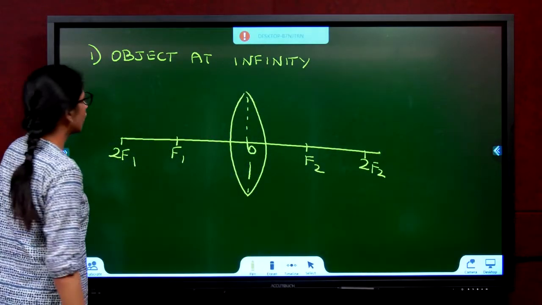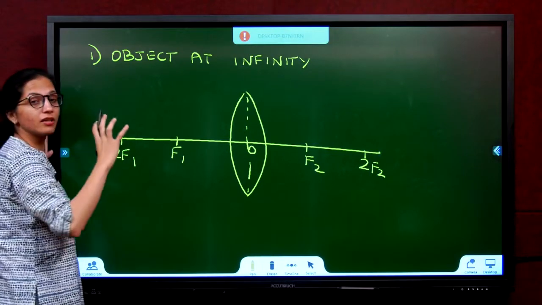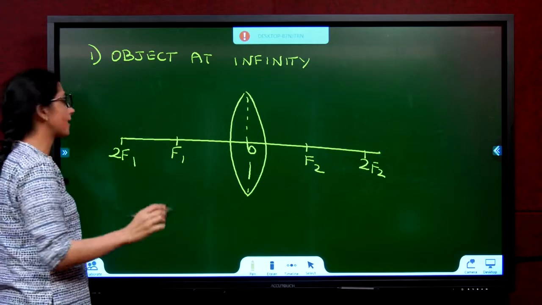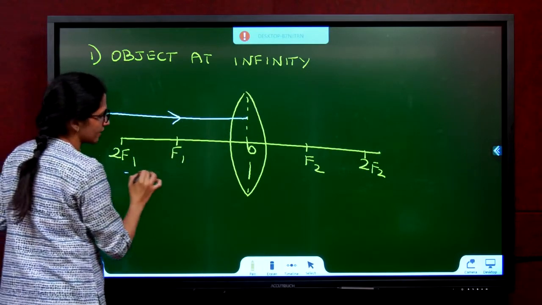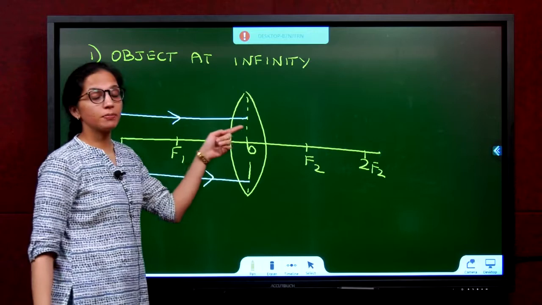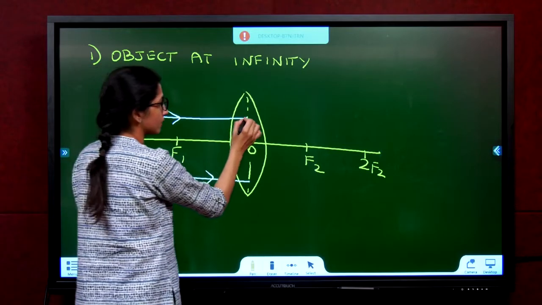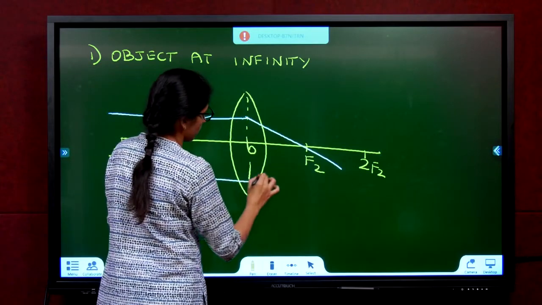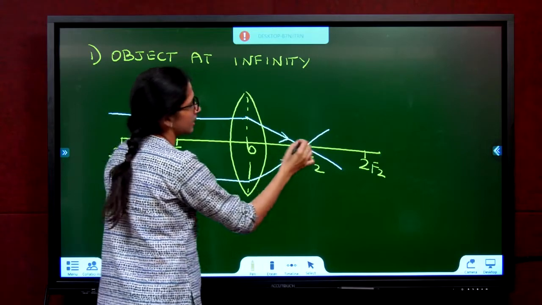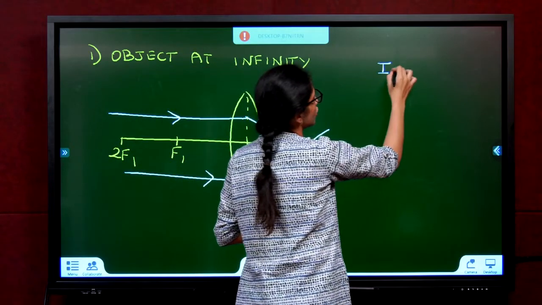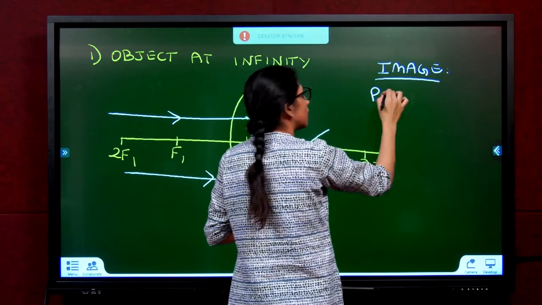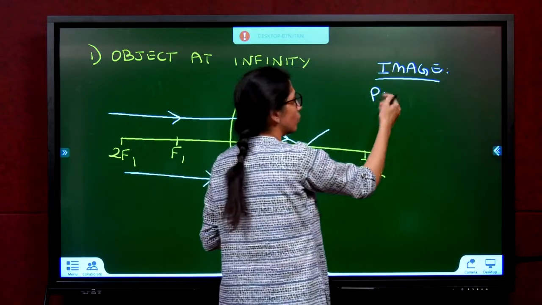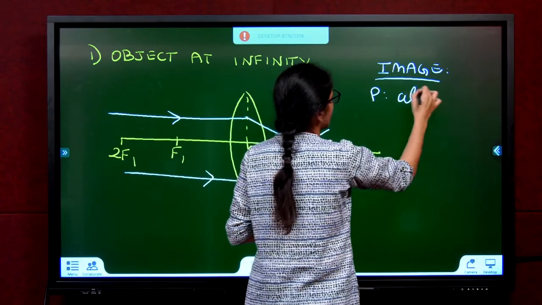If the object is at infinity, infinity means the rays coming from the object are parallel. We have already studied that in the mirrors cases. So there are parallel rays coming. A ray coming parallel to the principal axis after refraction passes through the focus. So they meet here. Just like in the case of mirrors, here also you have to talk about the image. What is the image position? P standing for position, you write the whole word. Position is at F2.